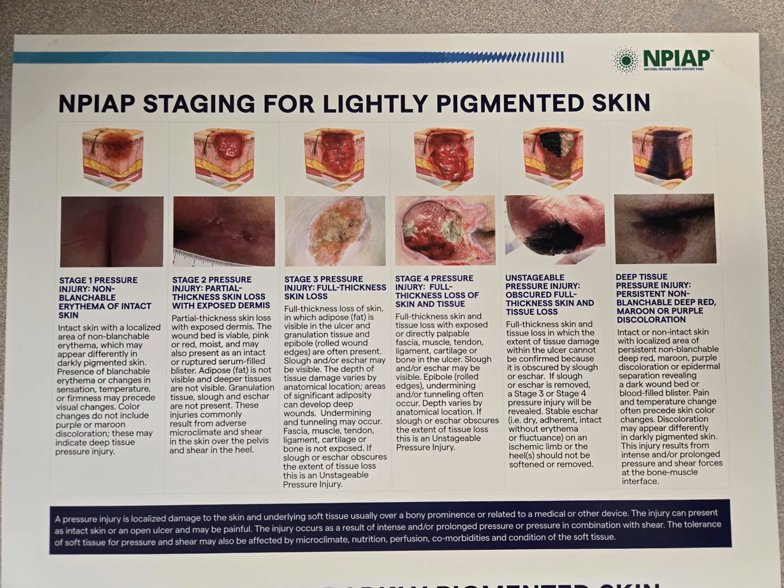Again, same thing like stage 2, needs to be on a bony prominence or under a device. Stage 4 is also full thickness, but at this point, we're now seeing bone and muscle.